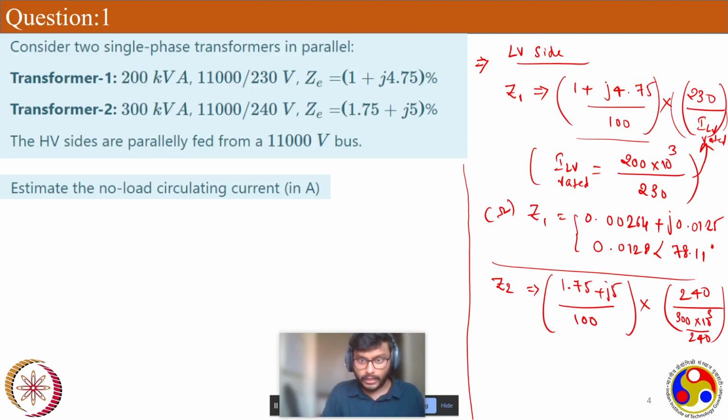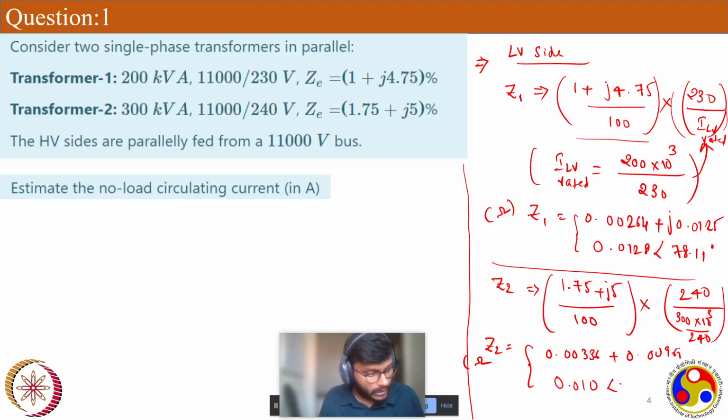So I'm writing again the a plus jb form, people who are calculating, just please tally with my answer: 0.00336 plus j 0.0096. Now my polar form for the same will be 0.010 at an angle of 70.79 degrees. These units are in ohms.